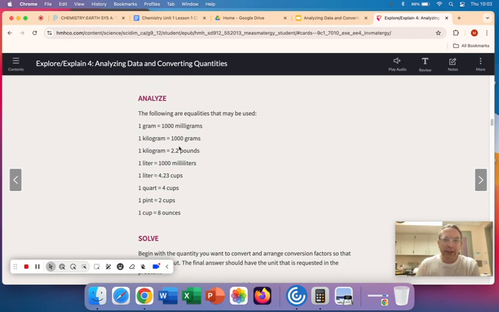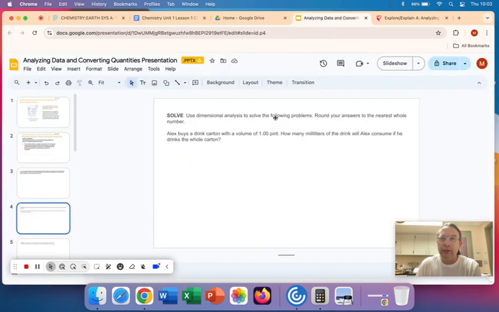So I can see here that 1 pint is 2 cups. And if I know how many cups it is, I can relate that to liters. And then I can relate that to milliliters. So it looks like I have to use 3 ratios for this problem. So my first one is 1 pint is 2 cups.